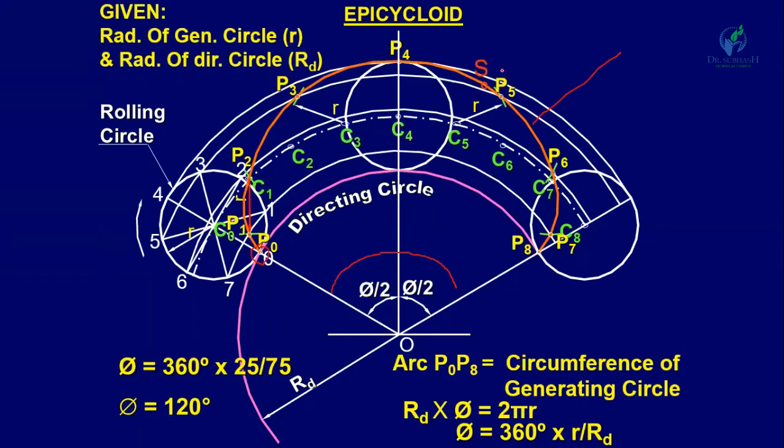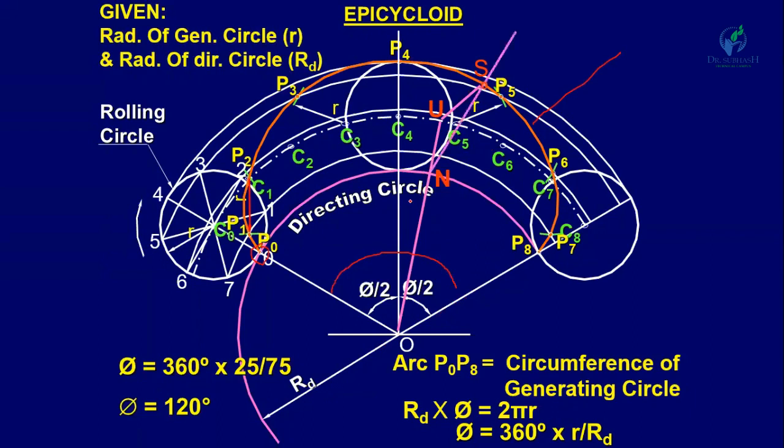So point S will be here, at 115 mm. Now from S as a center, with radius equal to 25 mm, draw a circle, and it will intersect this center circle at a point U. Now join U with O, and it will intersect this directing circle at a point N. Now join this N with S.